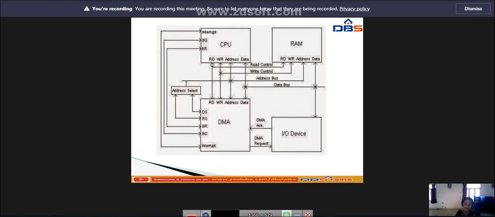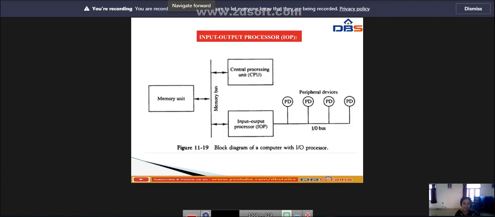It is used for fast transfer of information between magnetic disk and memory. It is also useful for updating the display in an interactive terminal. So this is the explanation of direct memory access.